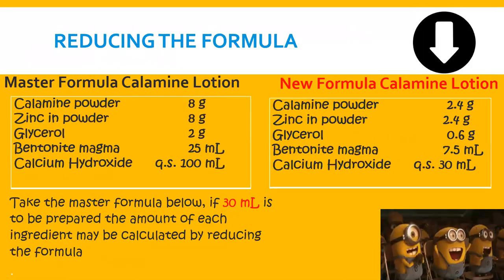So of course, the new formula will look like this, similar to what we had when we did the ratio and proportion. So that's another way of doing it. It's quicker. Students find that the scaling factor is quicker, but you must determine what amount you need to make or prepare and divide that by the total amount in the master formula in order for you to use the scaling factor. And notice we did not multiply calcium hydroxide by 0.3 because again, it is used to make up to the final volume of 30 ml. So we don't know what the volume of that will be.